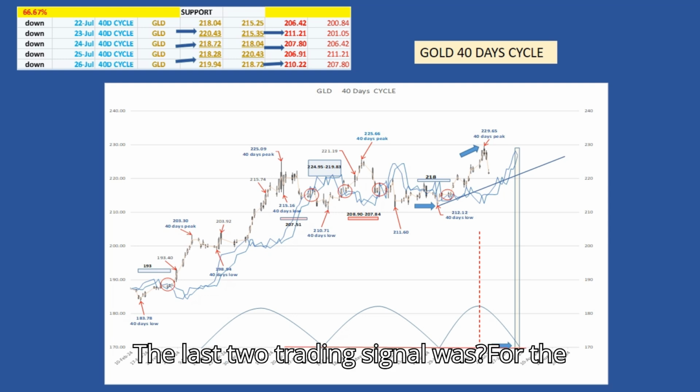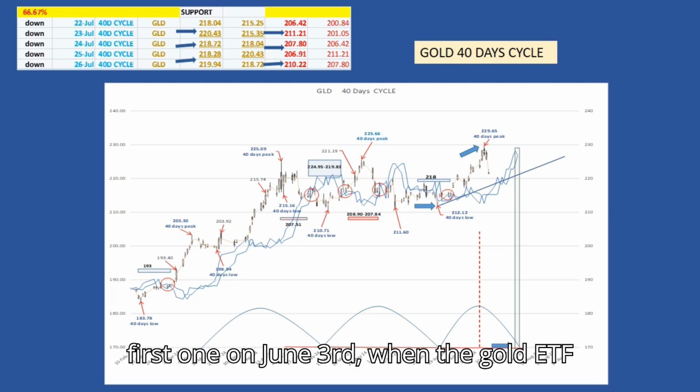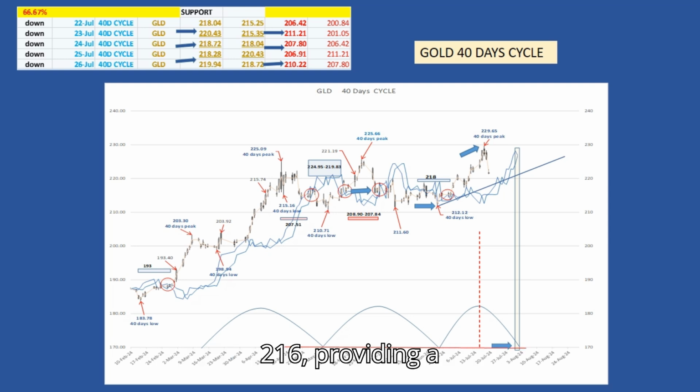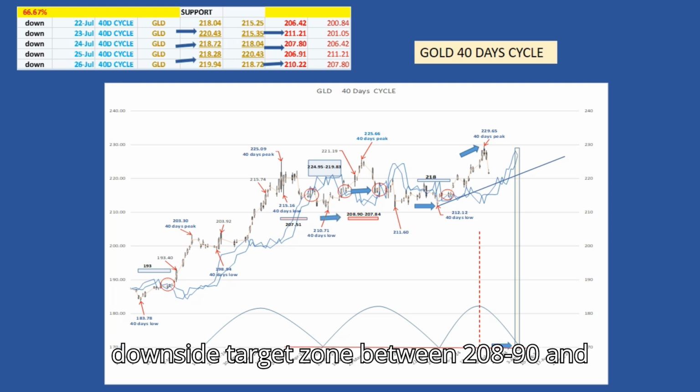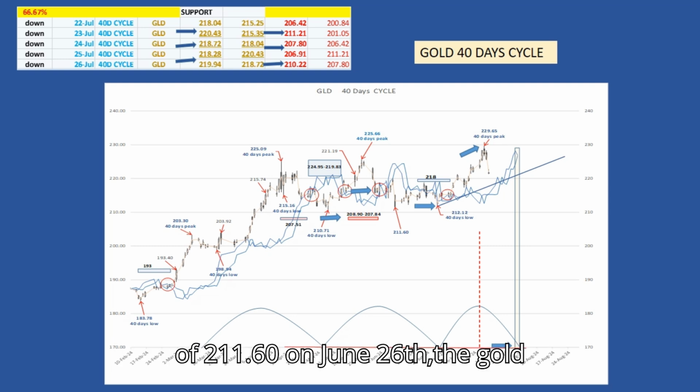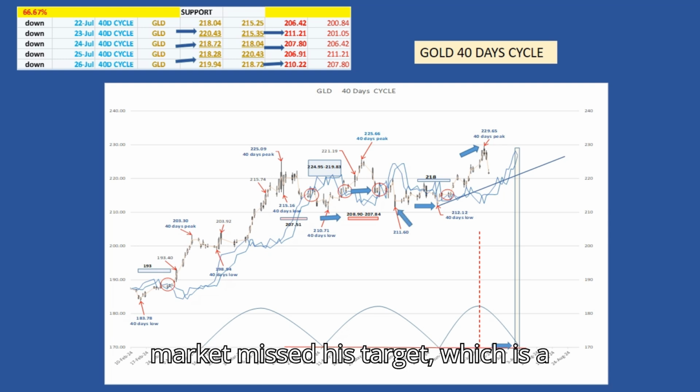The last two trading signals were, for the first one on June 3rd, when the gold ETF crossed below its cycle line at 217 and 216, providing a downside target zone between 208.90 and 207.84. With a low at 211.60 on June 26th, the gold market missed its target, which is a bullish sign.